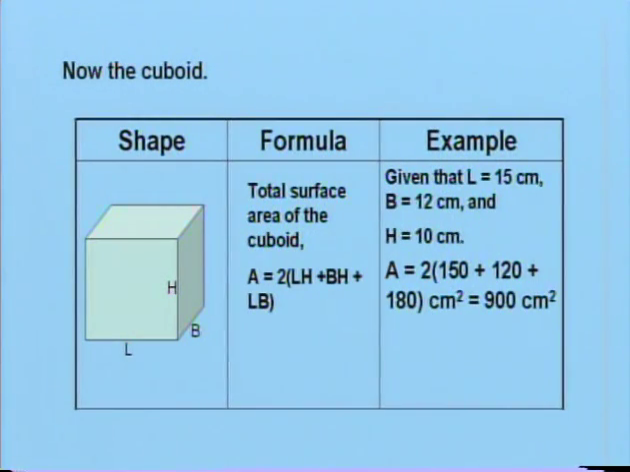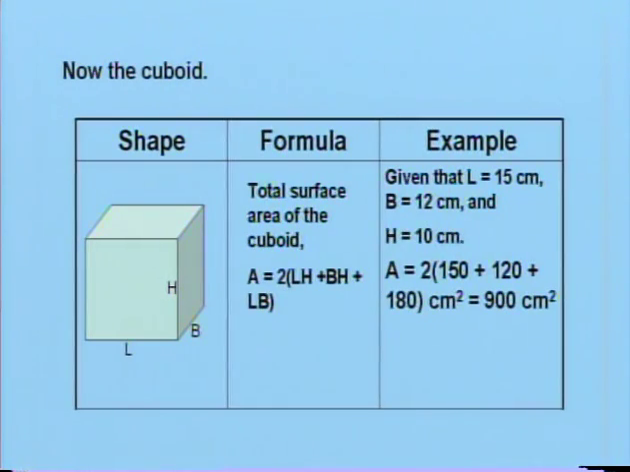Now the cuboid. You would recognize that a cuboid is sometimes classified as a rectangular solid. Take a single vertex as shown there. From that vertex, we have emanating from it length, which is given as L, breadth given as B, and height given as H. You're asked to find the total surface area of the cuboid.